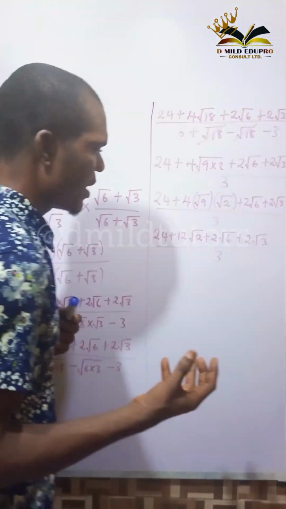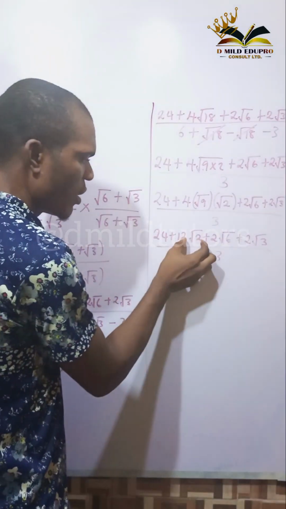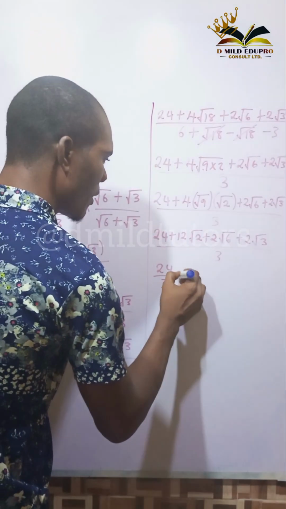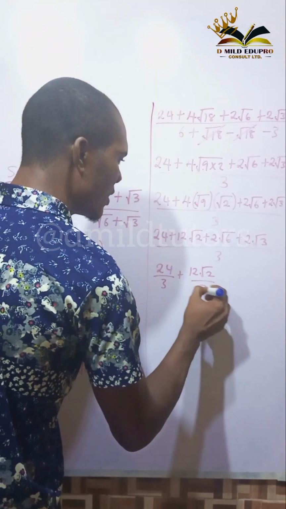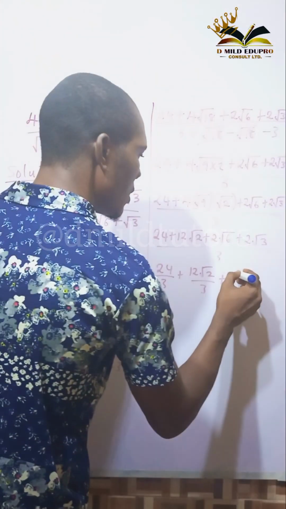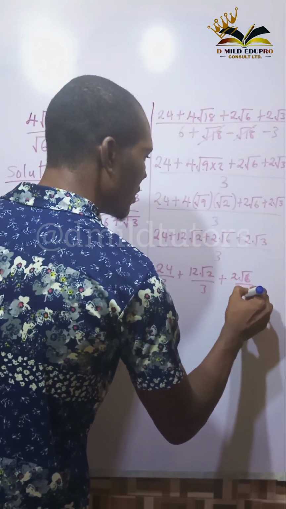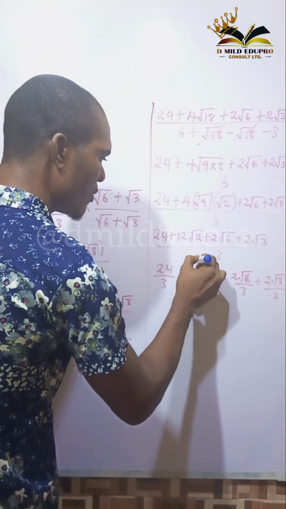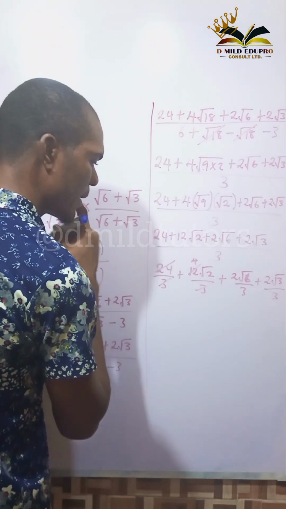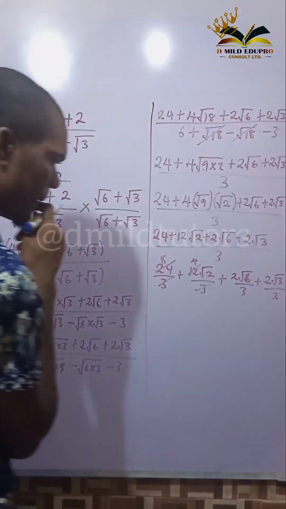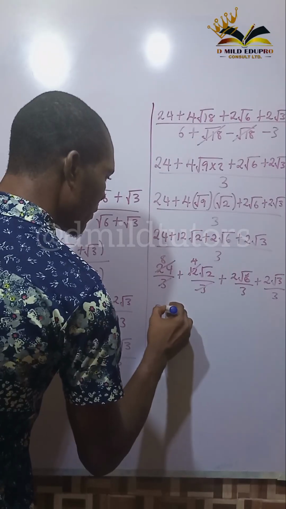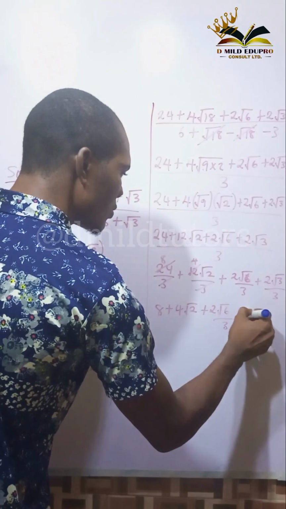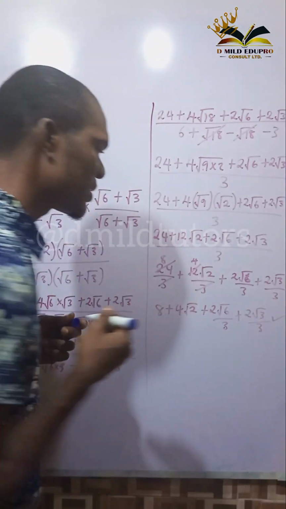So the next thing we'll have to do is to share this denominator to each of these terms, all right? So we have 24 over 3 plus 12 root 2 over 3 plus 2 root 6 over 3 plus 2 root 3 over 3. This will go into here, you have 4. This will go into here, we have 8, right? So finally, we have 8 plus 4 root 2 plus 2 root 6 over 3 plus 2 root 3 over 3. So this gives us our answer.